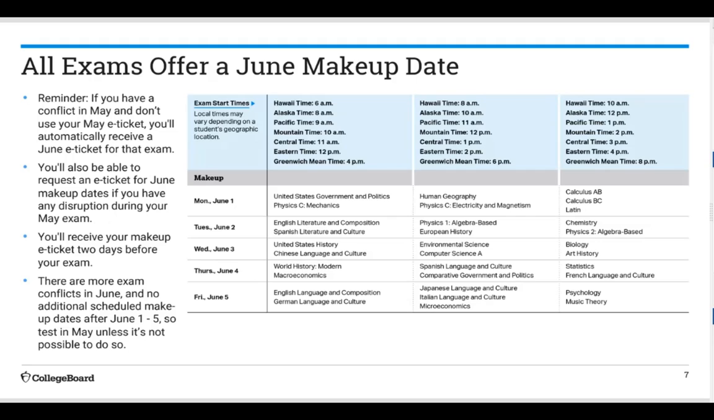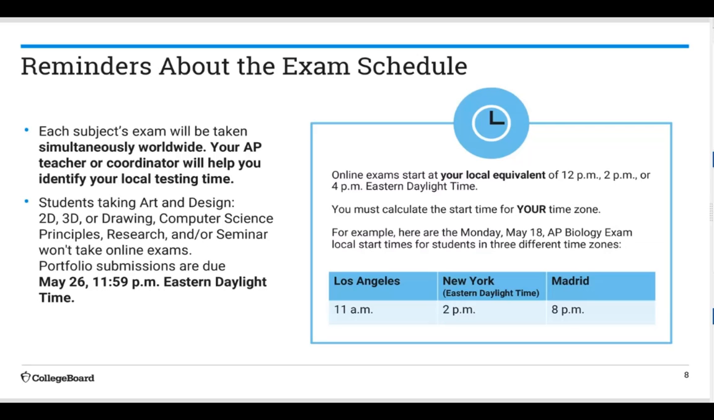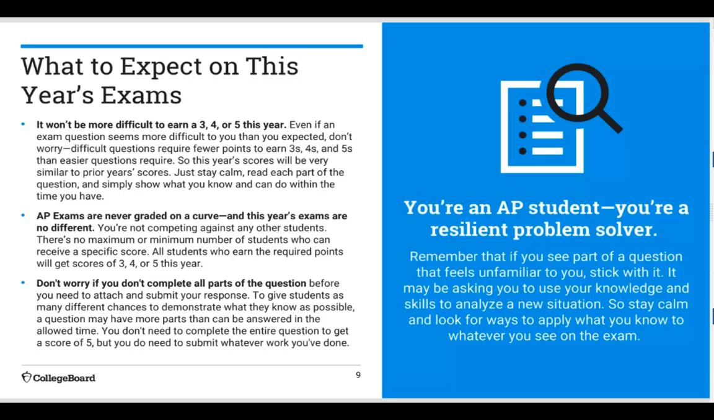Onward. This is what they're talking about with the time. You want to make sure you're at the right time for you, wherever you are. Okay. So, what to expect on this year's exam? They say that it will not be more difficult to earn a 3, 4, or 5 this year. Even if the question seems more difficult than you expected, don't worry. Difficult questions will require fewer points to earn a 3 or a 4 or 5 than the easier question will require.